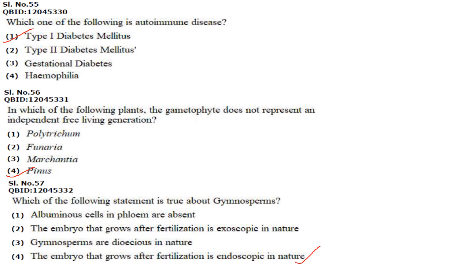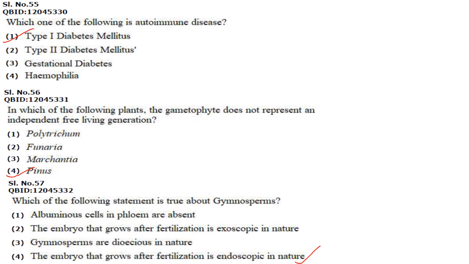Then, in which of the following plants does the gametophyte not represent an independent free living generation? That is, the gametophyte is dependent on the sporophyte. That is what they have asked. So the gametophyte is dependent on the sporophyte in the case of Pinus as per these options. Answer is option 4 and Pinus is a gymnosperm.